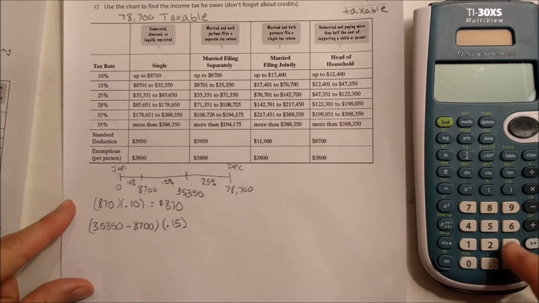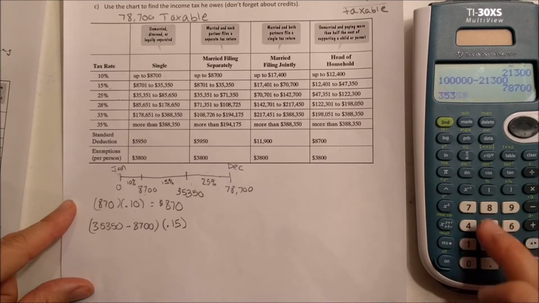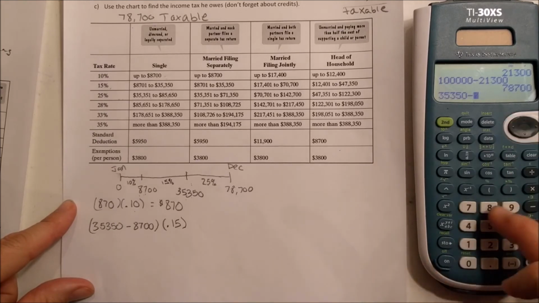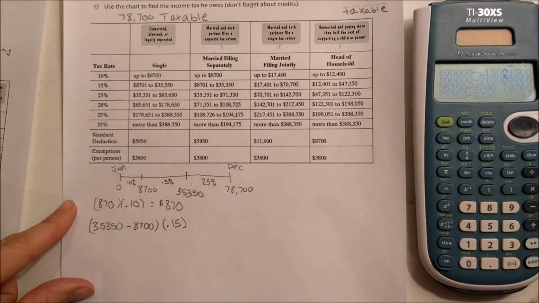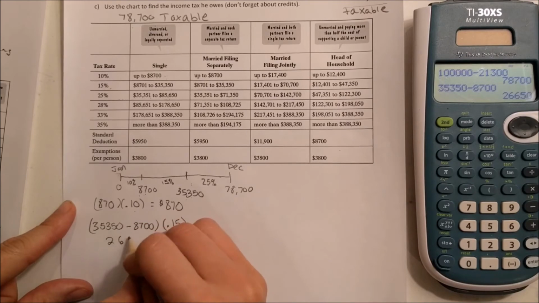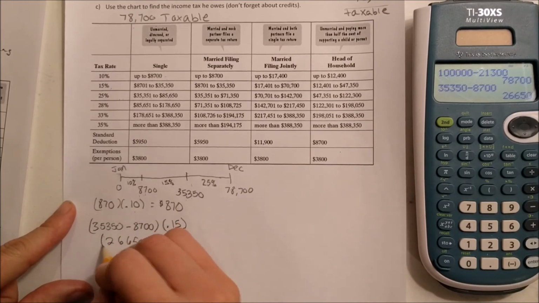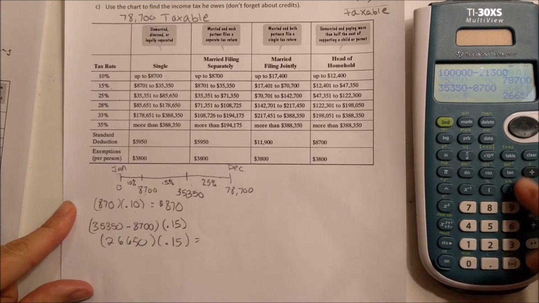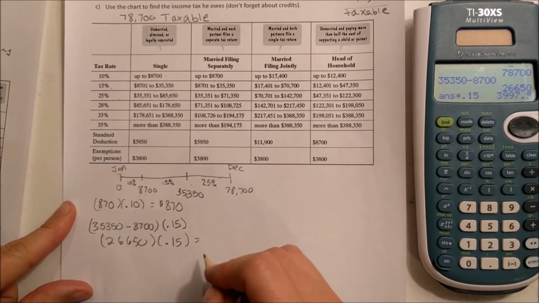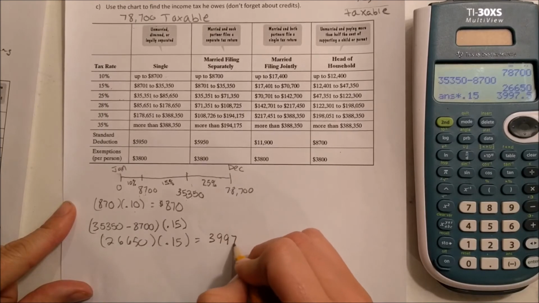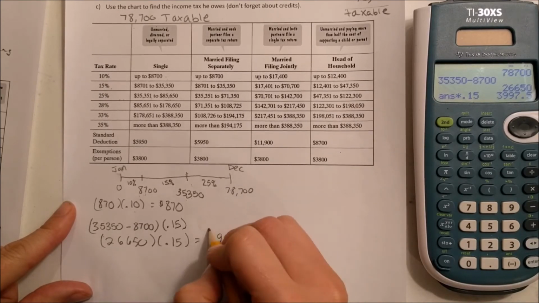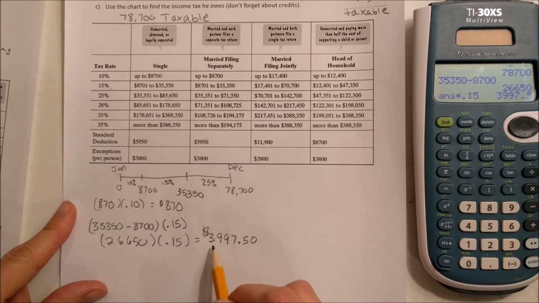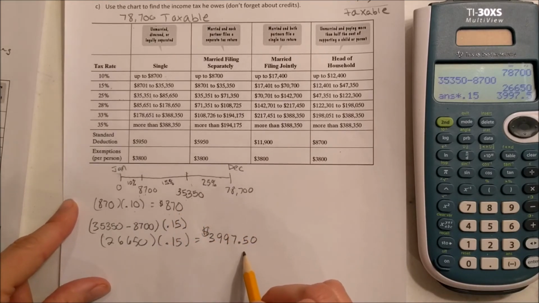So when I do $35,350 minus 8,700, I get this number, 26,650. Take that number and multiply it by 0.15, and I get 3,997.50. So far, I owe 870 plus I owe this 3,997.50.